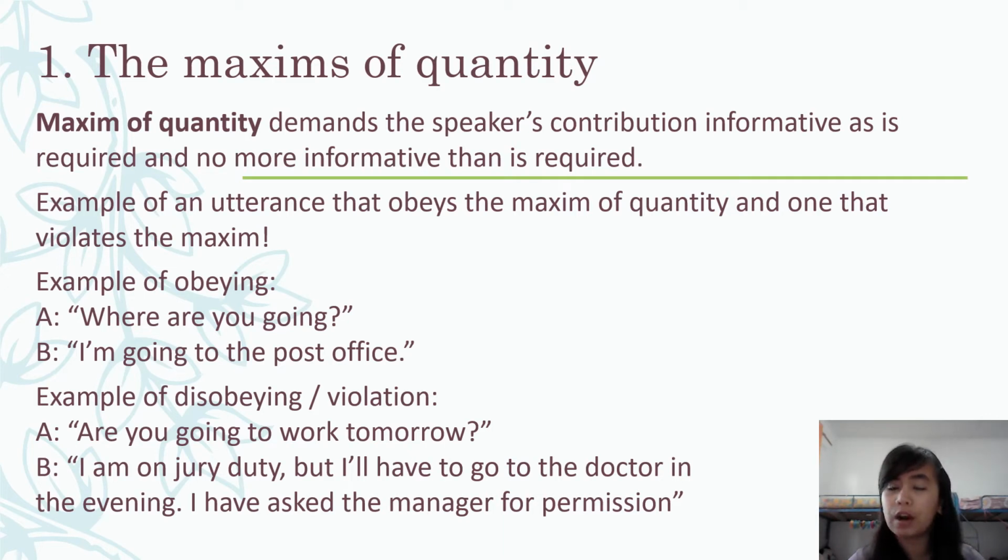In the answer of B, or in the second example, B's reply violates the maxim of quantity because B does not give the information required by A, for example, yes or no. Instead, B gives more information which is not required or expected at all. So he just explains more about the question from A.